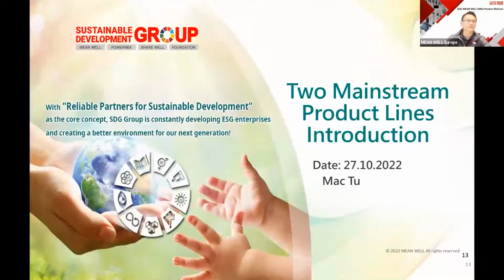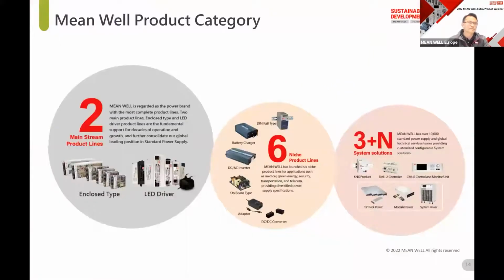Okay, good morning, everybody. In this section, I will introduce you to the mainstream product lines. Meanwhile, products are divided into 3 groups: 2 mainstream, 6 niche, and 3 plus N. The 2 mainstream product lines are the enclosed type and the LED driver.